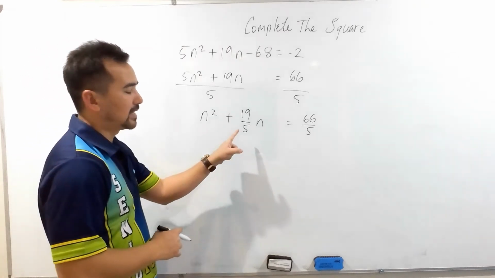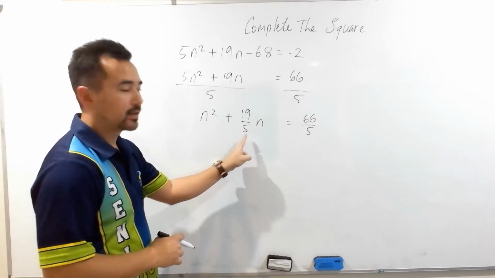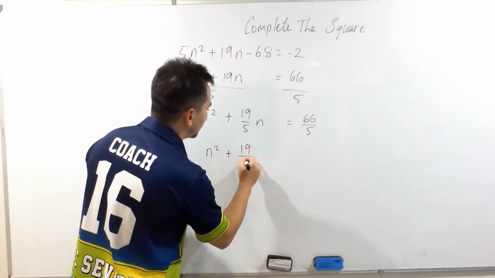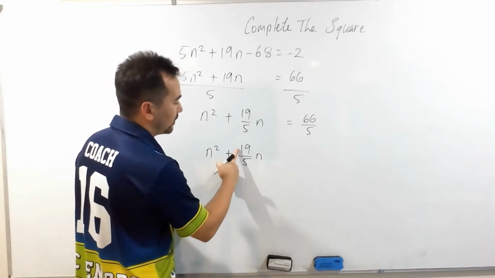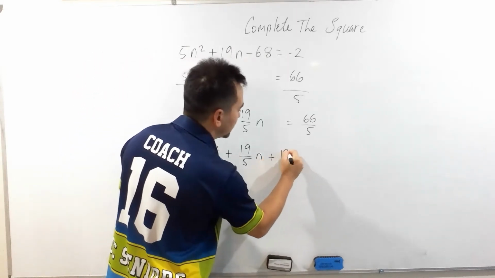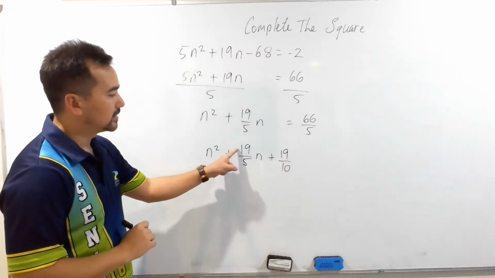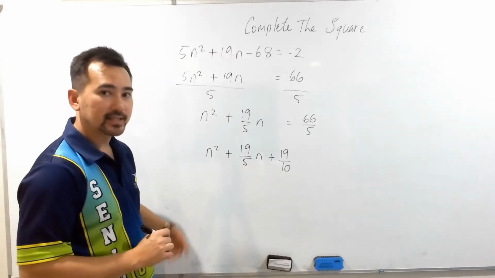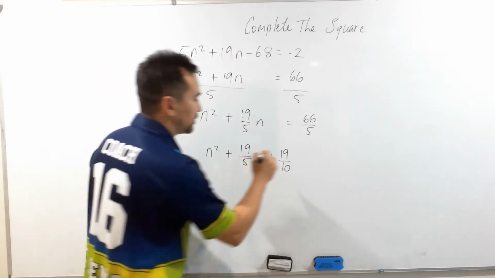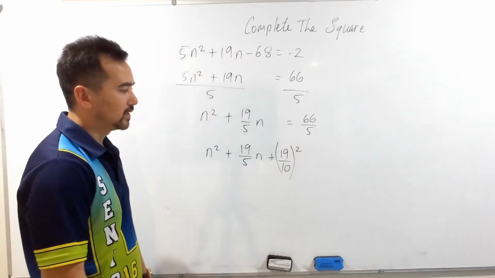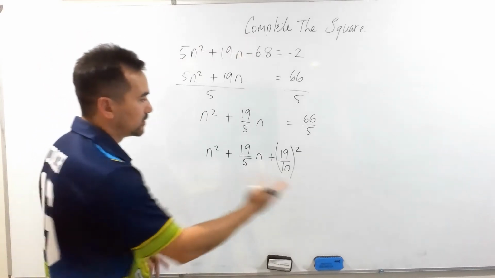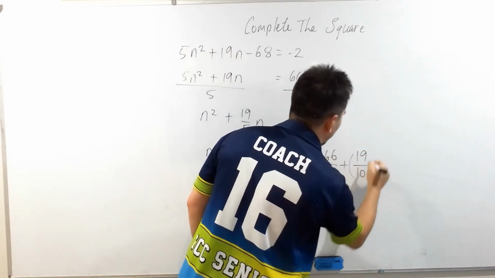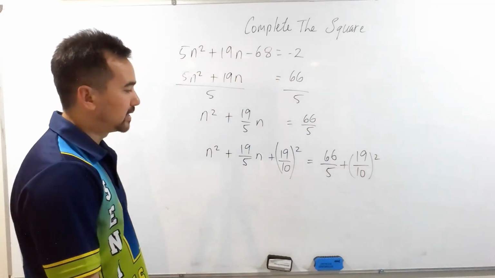Because my next step is to take half of this term, square it, and place it over here. Alright, so n squared plus 19 on 5n, half of 19 on 5 is 19 on 10, right? If I did 19 on 5 times a half, I would have 5 times 2, making that 10 there. So that's halving the 19 on 5, but now we have to square it, which looks like this. Okay? And what I've done to the left side, I have to do to the right side, so I have to do 66 on 5 plus 19 on 10 squared. Now my equation is balanced.